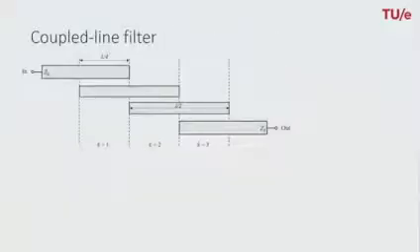Now, that was for low-pass filters. Let's now take a closer look into another type of filter, which is often used in microwave applications, which is the coupled line filter. The coupled line filter is a filter which we can use to create a bandpass behavior. In this particular example, we have two resonators with a length each of lambda over 2, so half a wavelength. And these two resonators together are coupled to an input line and an output line.